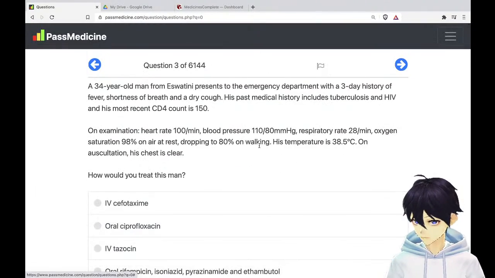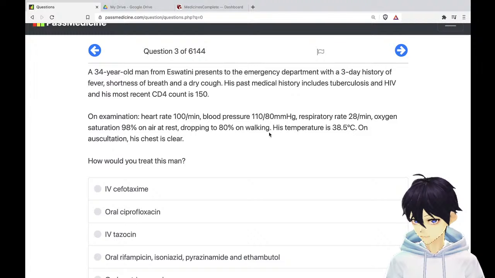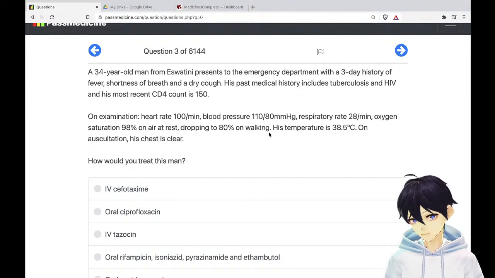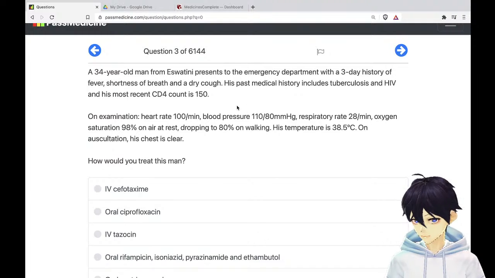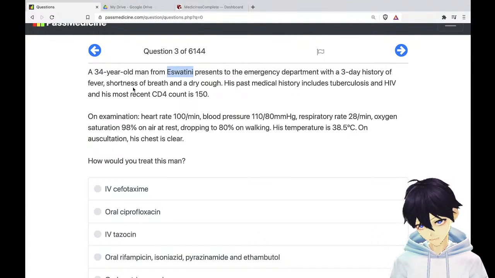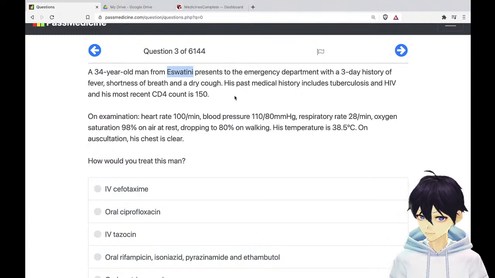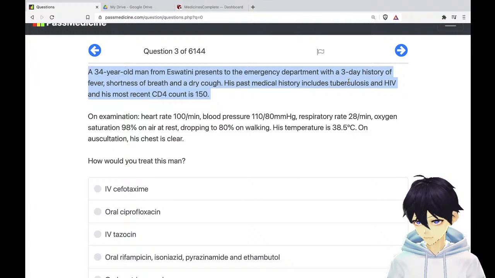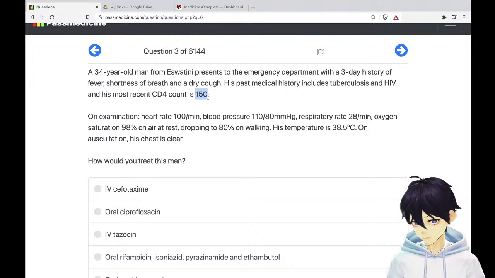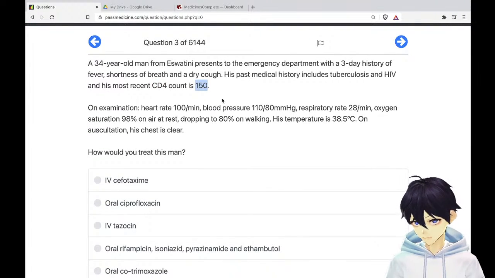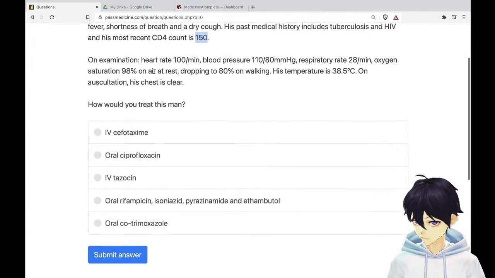Next question. A 34-year-old man from Eswatini presents to the emergency department with a 3-day history of fever, shortness of breath and dry cough. His past medical history includes tuberculosis and HIV, and his most recent CD4 count is 150. Is that good or bad? Need to find out later.